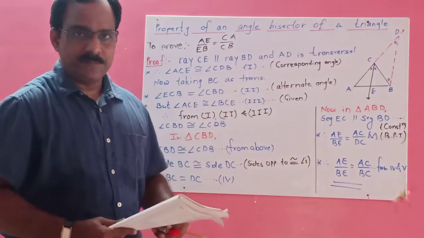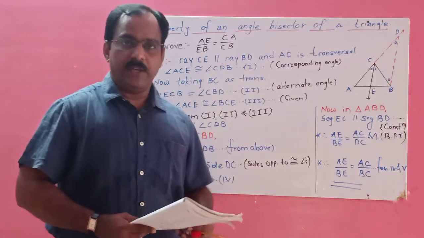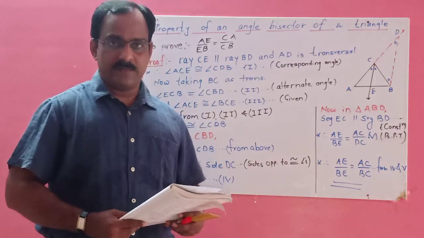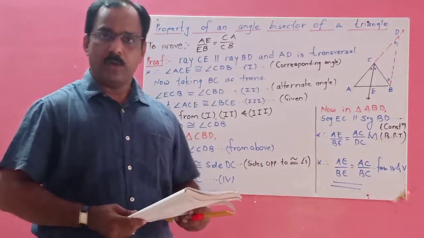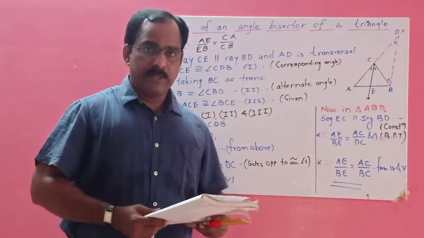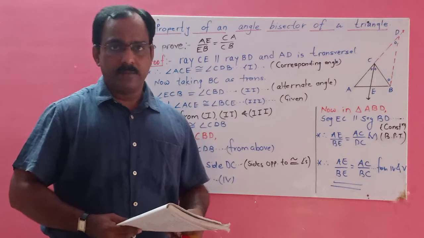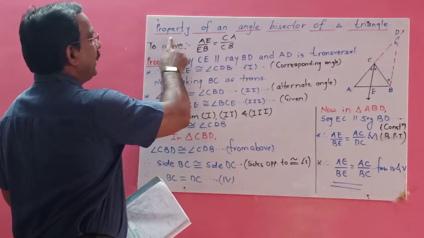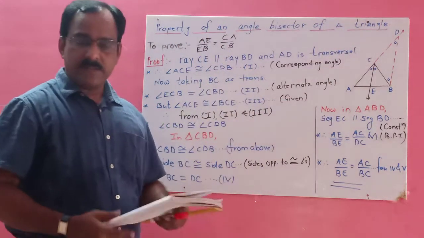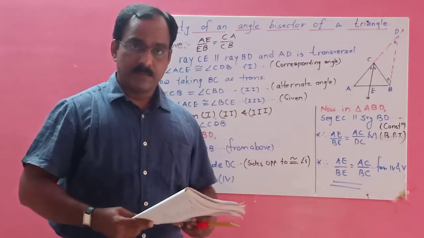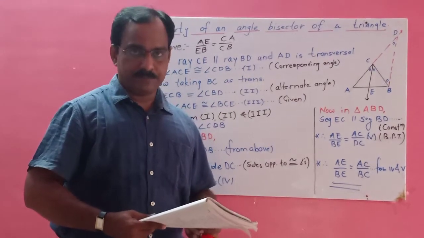Good morning students. Last time I had covered the ratio of areas of two triangles, BPT and converse of BPT. I hope all of you have remembered. Today I will begin with the new topic, that is property of an angle bisector of a triangle. This is the second theorem. So children, just see how this theorem is proved.